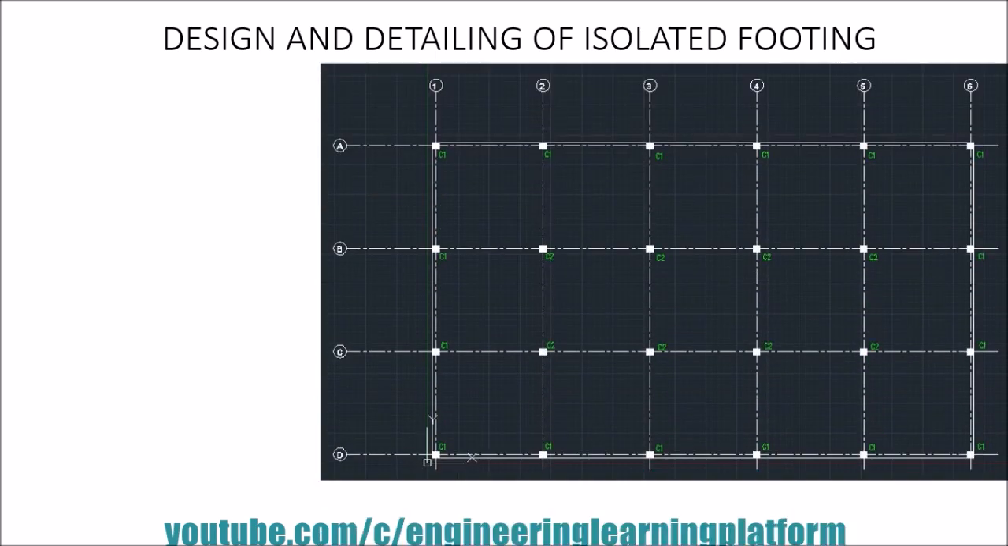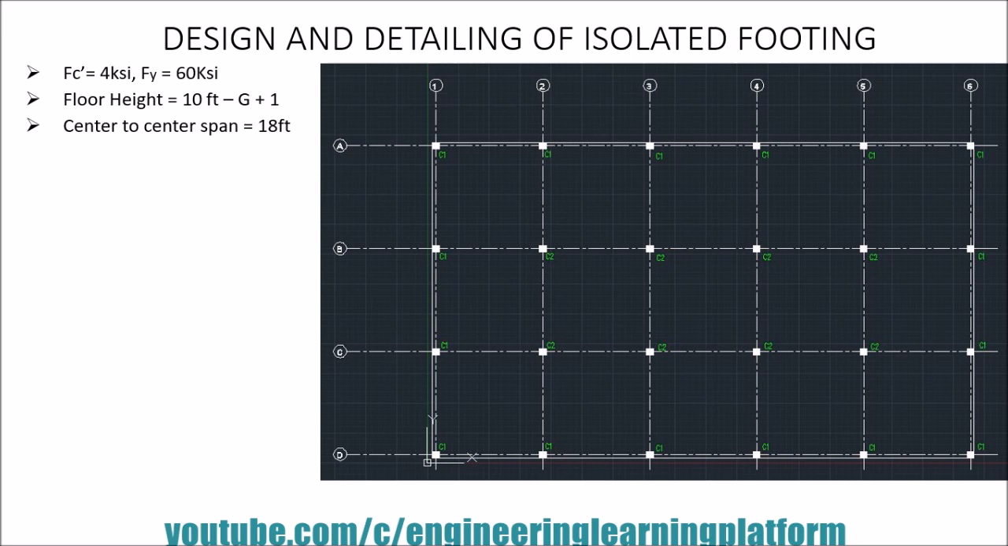So the model which we have to model in ETABS is shown. It is the same model used in design of reinforced concrete columns for intermediate moment resisting frame. The f'c and fy are given. Floor height is 10 feet and it is a ground plus 1 structure. The center to center span of the columns is 18 feet.